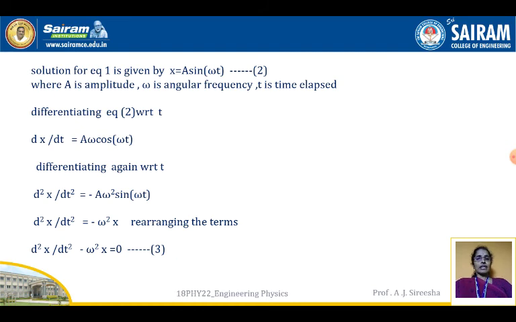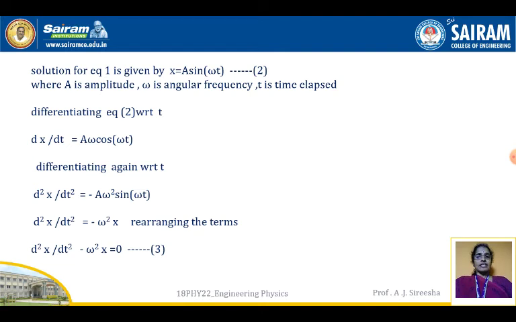Now, as said earlier, the solution for the simple harmonic motion is given by x is equal to a sine omega t, which is equation 2. As discussed, sine functions and cosine functions are nothing but harmonic functions. So we are taking that as a solution for equation 1, where a is the amplitude, omega is the angular frequency and t is the time lapsed. Since x is a displacement, dx by dt gives you the velocity. So differentiating equation 2 with respect to time, dx by dt is equal to a omega cos of omega t.